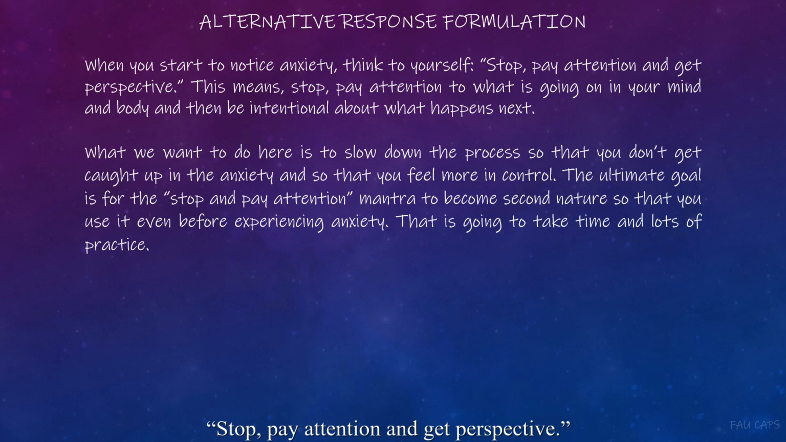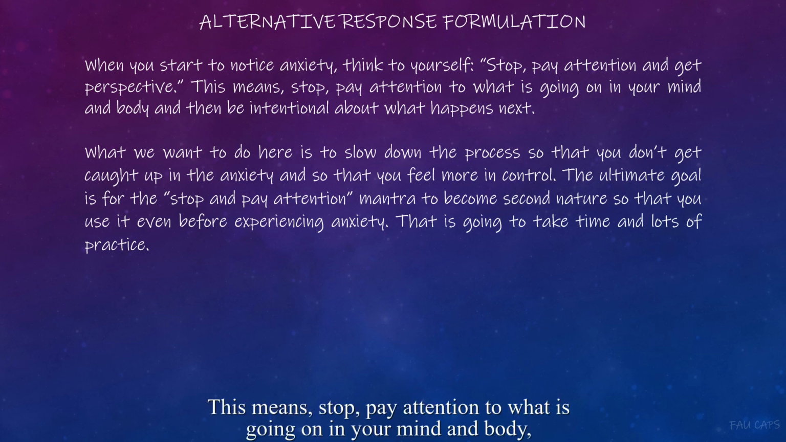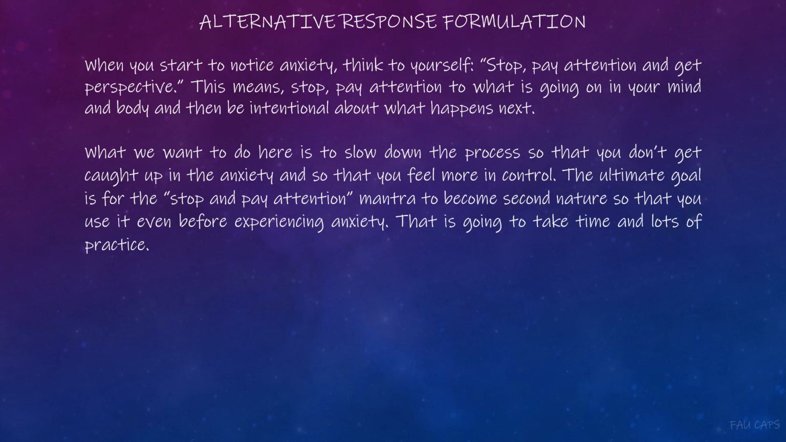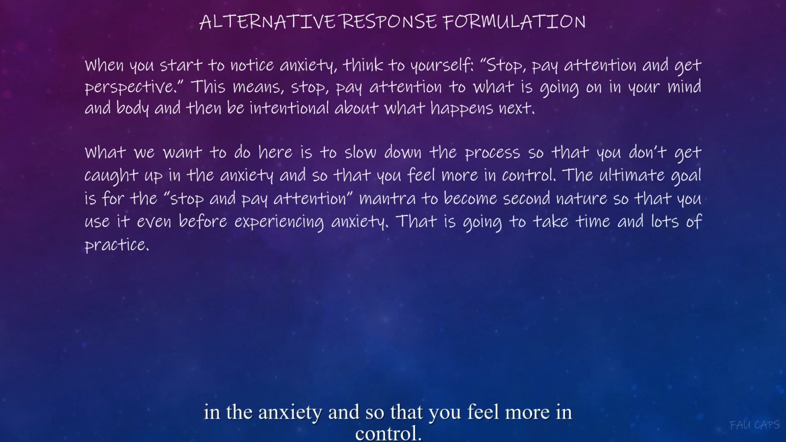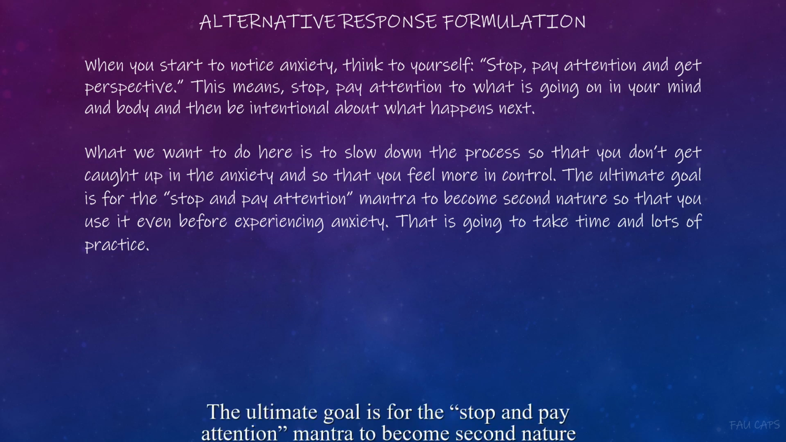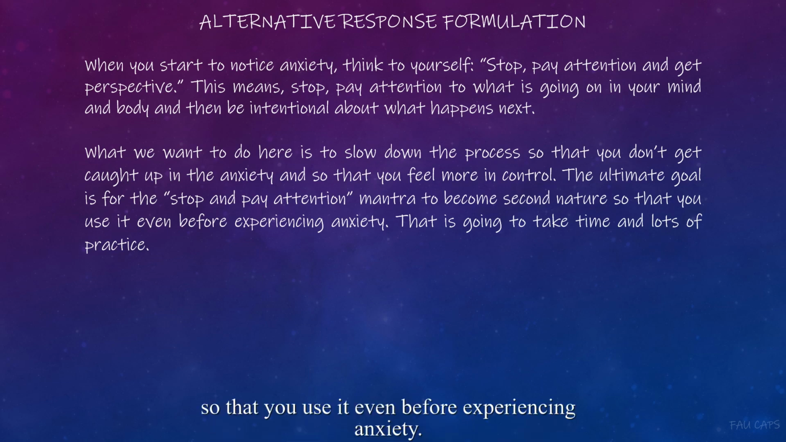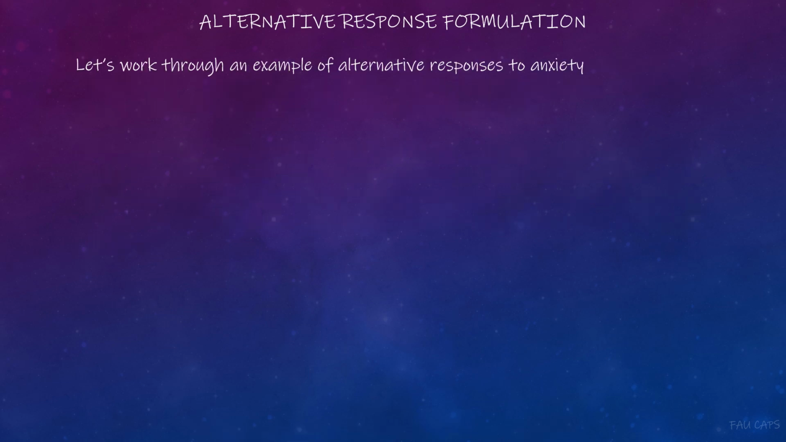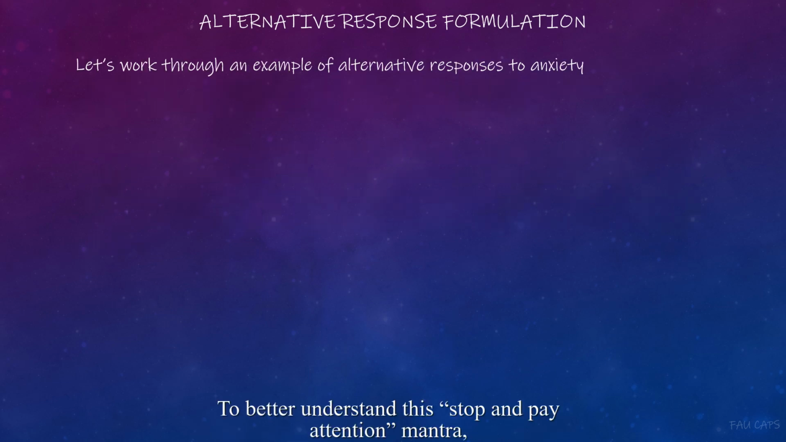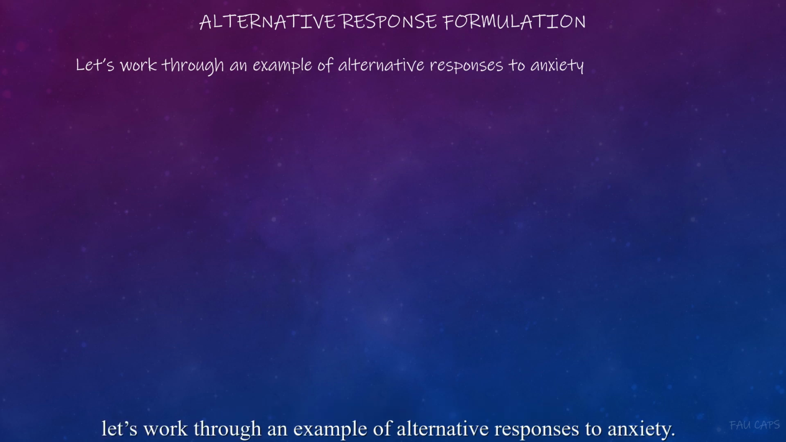Here's how it works. When you start to notice anxiety, think to yourself, stop, pay attention, and get perspective. This means stop, pay attention to what is going on in your mind and body, and then be intentional about what happens next. What we want to do here is to slow down the process so that you don't get caught up in the anxiety and so that you feel more in control. The ultimate goal is for the stop and pay attention mantra to become second nature, so that you use it even before experiencing anxiety. That is going to take time and lots of practice.